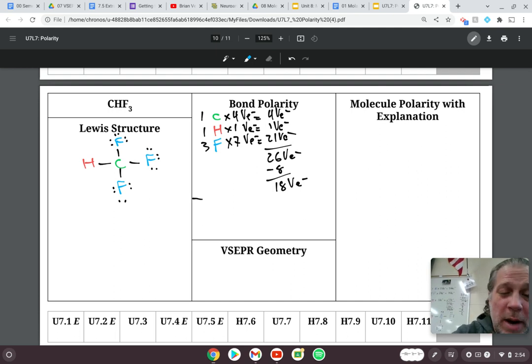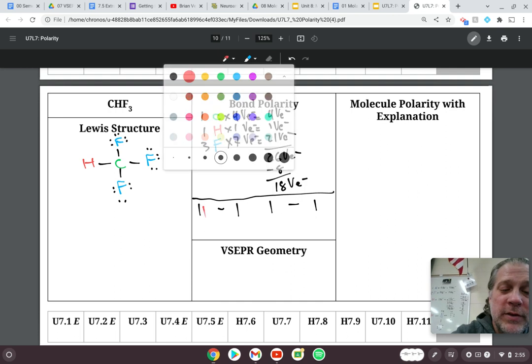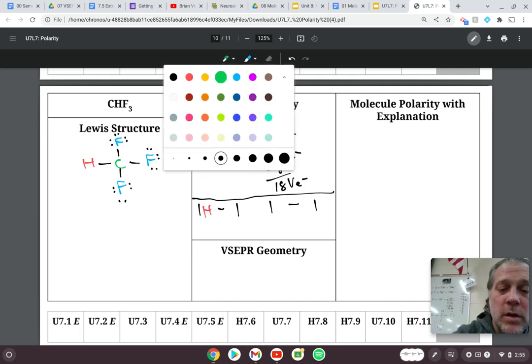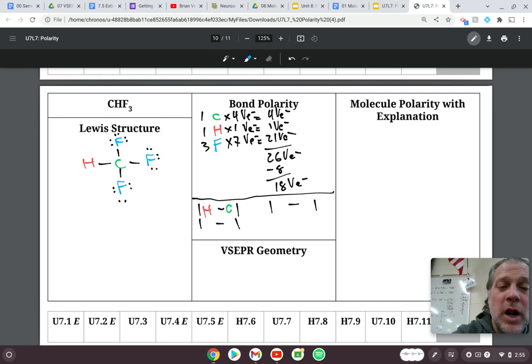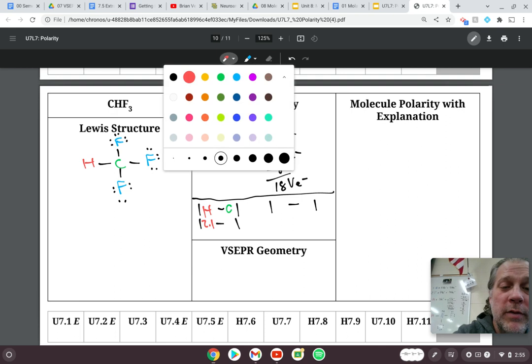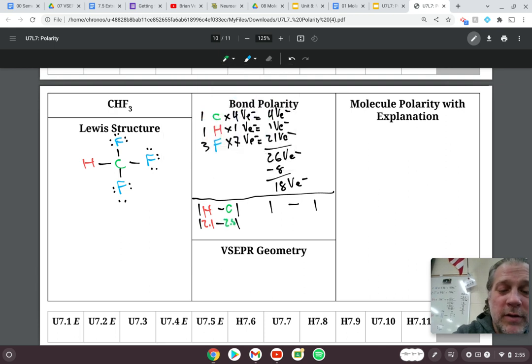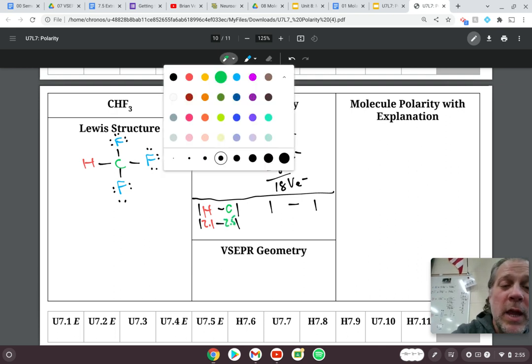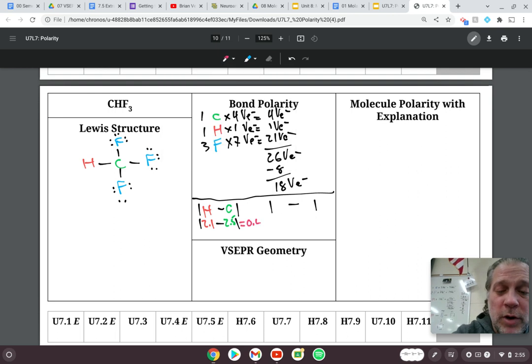We now need to check out bond polarity. So we're going to look at the relationship between carbon and hydrogen and carbon and fluorine. In this case, the hydrogen has an electronegativity of 2.1 according to the periodic table, and carbon has an electronegativity of 2.5 according to the periodic table. And when I subtract those, I get 0.4. So this is a non-polar bond.